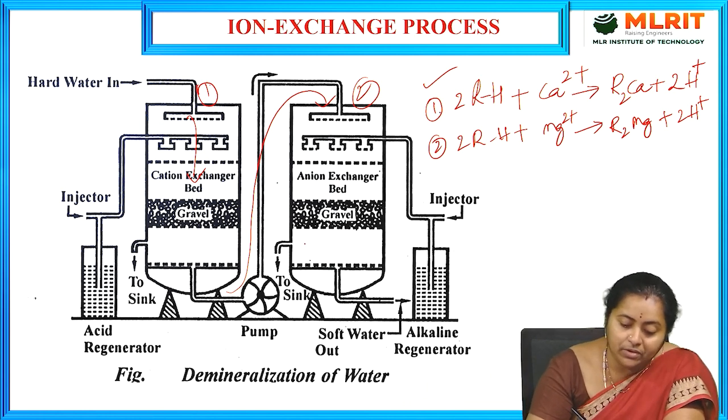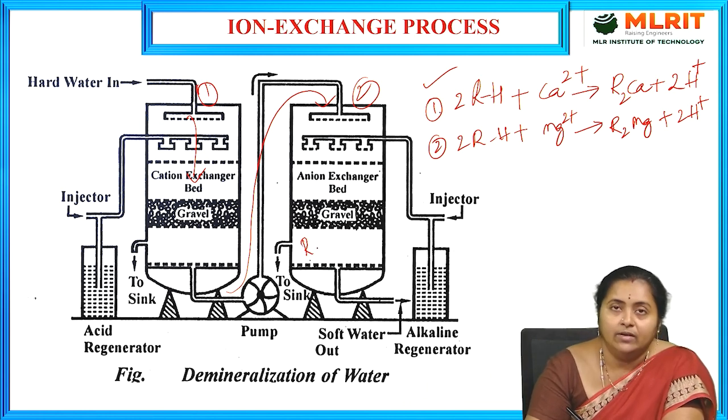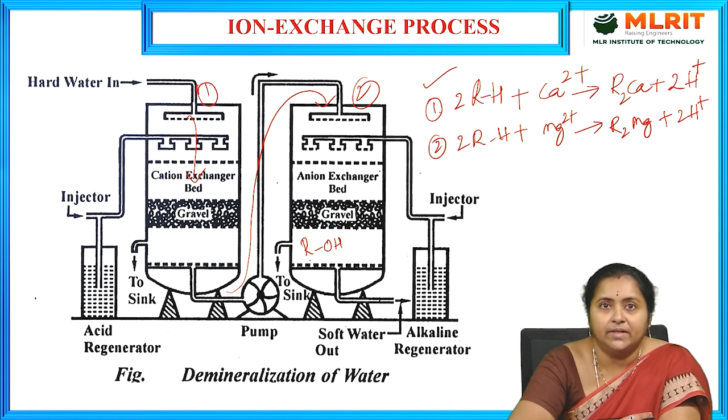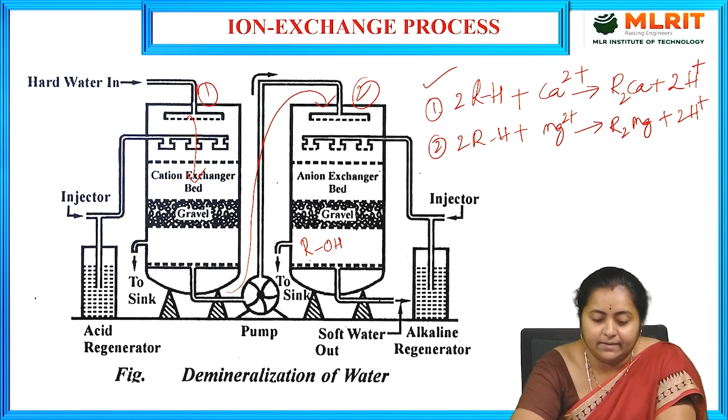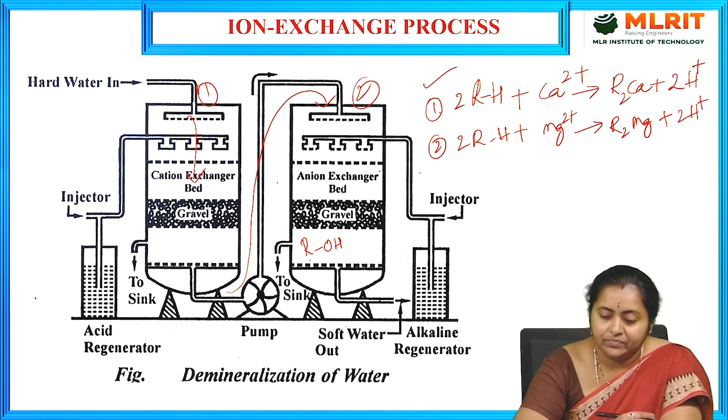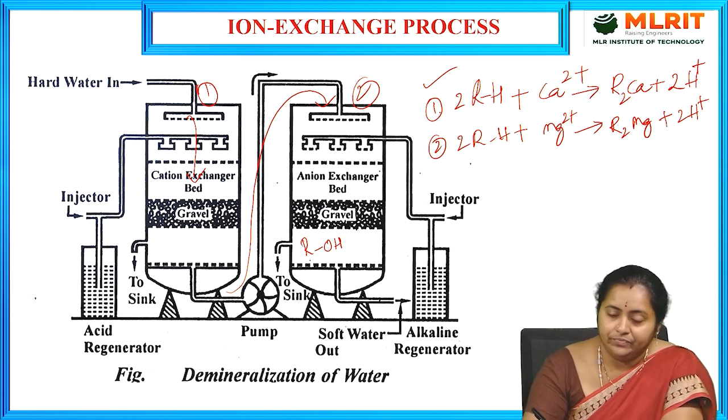As I told you, the entire long chain of organic polymer is simplified and represented like R, and moreover it is capable of exchanging OH minus ions. Simply, we will represent that anion exchange resin as ROH. Okay. So if you notice the reactions, ROH.